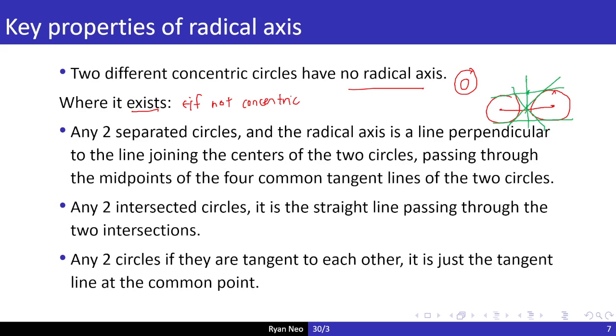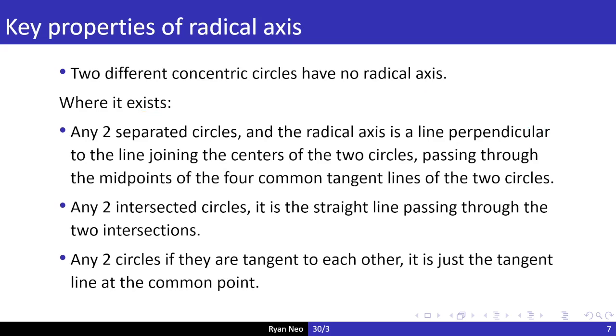Maybe I shouldn't use green to label, but a bit unclear. But this line is the radical axis, the one that's vertical, and it's perpendicular to the red line joining the two centers of the circles. Okay, so this is the most complicated one, and the rest is easier. Let me just erase all the ink, switch back to red color.